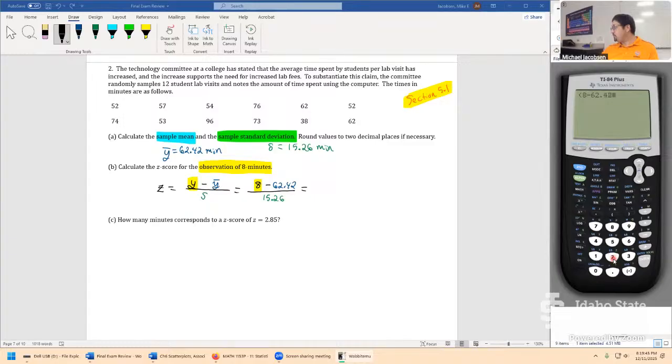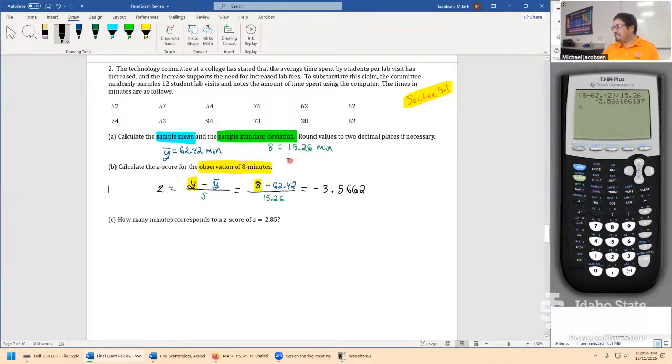My 62.42 divide by 15. Oh, and I forgot the division. Divide by 15.26. And I thought it was going to come out bigger, but that is still pretty huge in terms of standard deviations. Over 3 standard deviations is highly unusual. So negative 3 point, it didn't say what to round to, so let's go for just a generic 4 decimal places. Negative 3.5662.